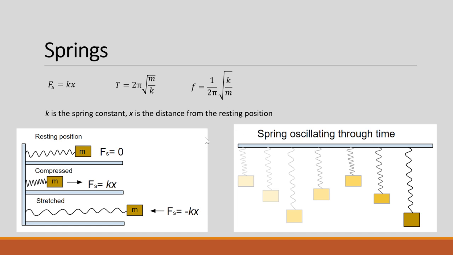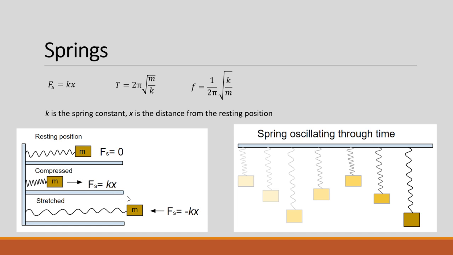The next simple harmonic system is springs. They use the spring force given by Hooke's law. So the force is equal to the spring constant times the displacement from the equilibrium position. Think if you were to compress the spring with a mass on it, then let go. It expands outwards, converting potential energy into kinetic energy because it moves as it expands outwards.